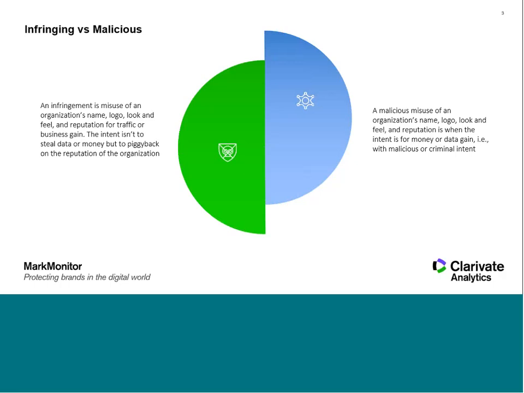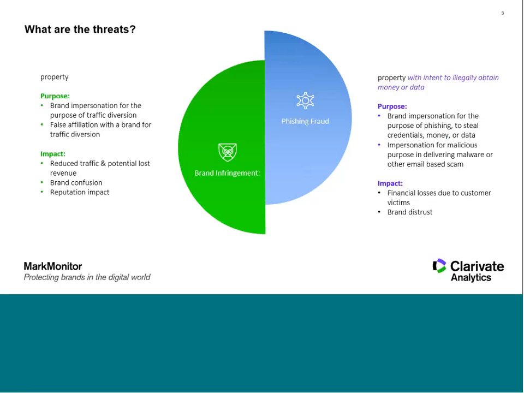So Stefanie, how would you define malicious? Well, malicious is simply any misuse of an organization's name, logo, look and feel, and reputation, but with the intent to gain money or data through online trickery of some sort. The intent is malicious, and the action is usually criminal. So let's define those a little bit further.